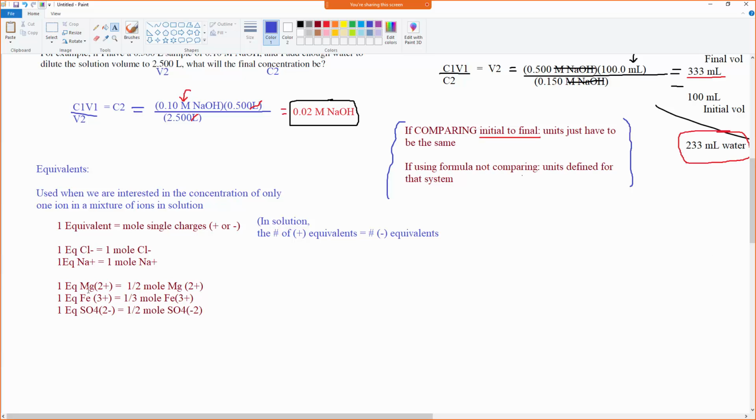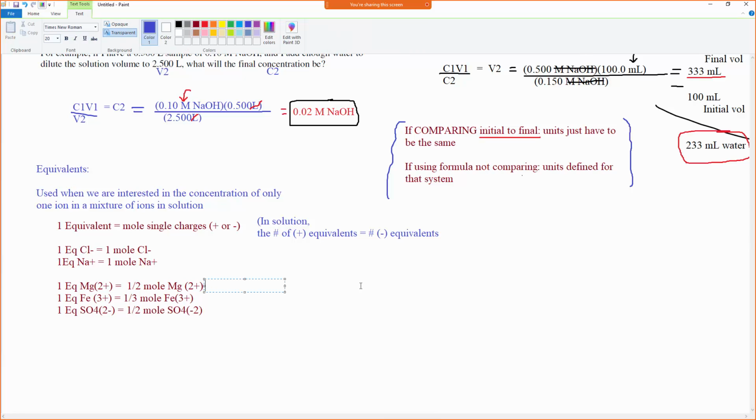Anyway, this can become a conversion factor here. One equivalent is, say, 1/2 of a mole. Or if you were looking at it in terms of grams, you would say, well, 1 mole of magnesium is, look it up on the periodic table, 24.31. Okay, I was off by 0.31. 24.31 grams in 1 mole. So 24.31 grams divided by 2 gives me 12.15 grams of magnesium 2+. And so that's the number of grams in one equivalent.